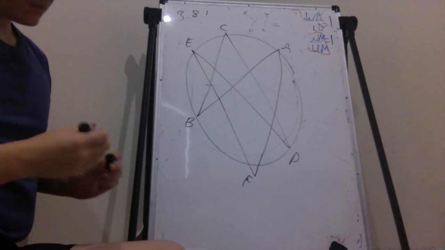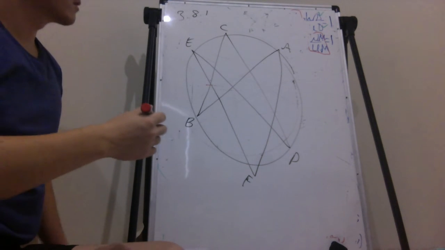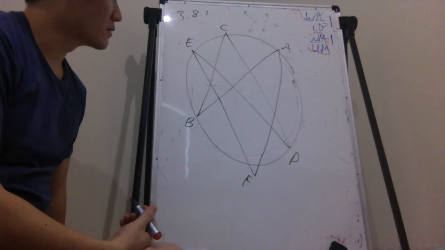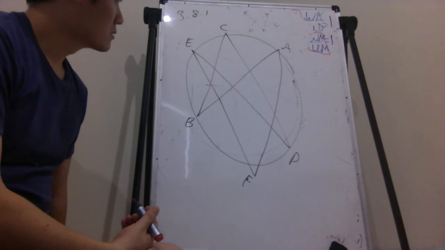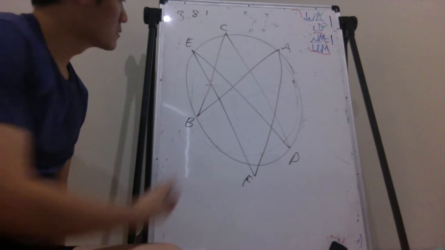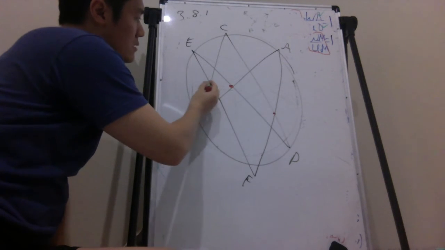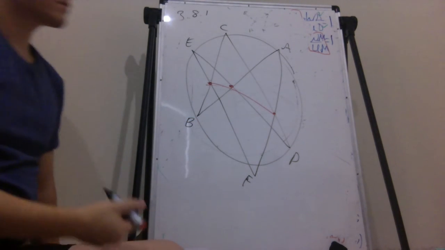But it's saying that these L, M, and N are still collinear. So what's L, M, and N? Just connect A, B. So it's like this, yeah? Like this. C probably. This one.